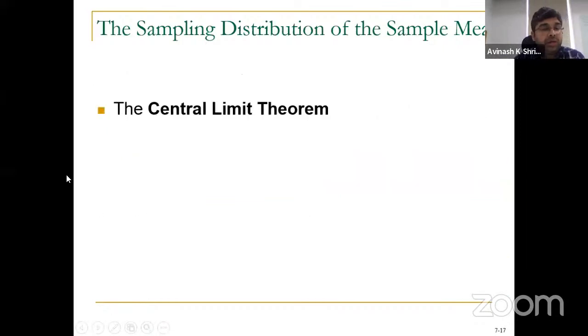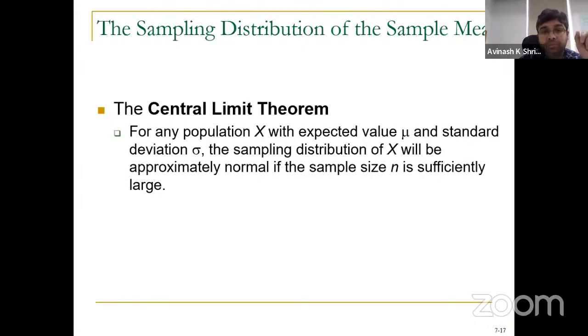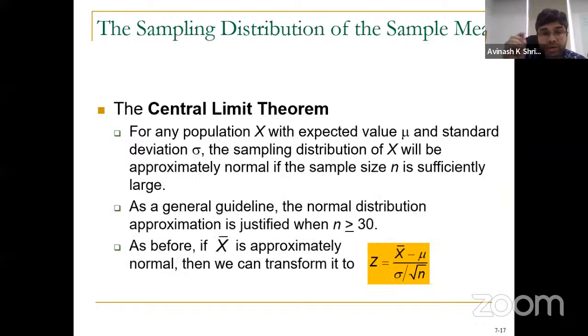Having said that, all things are covered about the sampling distribution, about normal distribution, their properties, and the important theorem which we are going to utilize again and again, called the CLT. For any population X with expected value mu and standard deviation sigma, the sampling distribution of X bar is approximately normal if the sample size is sufficiently large. For the small sample case, we consider 30 as a benchmark. If n is less than 30, we say it is a small sample. If n is more than 30, we say it is a sufficiently large sample.